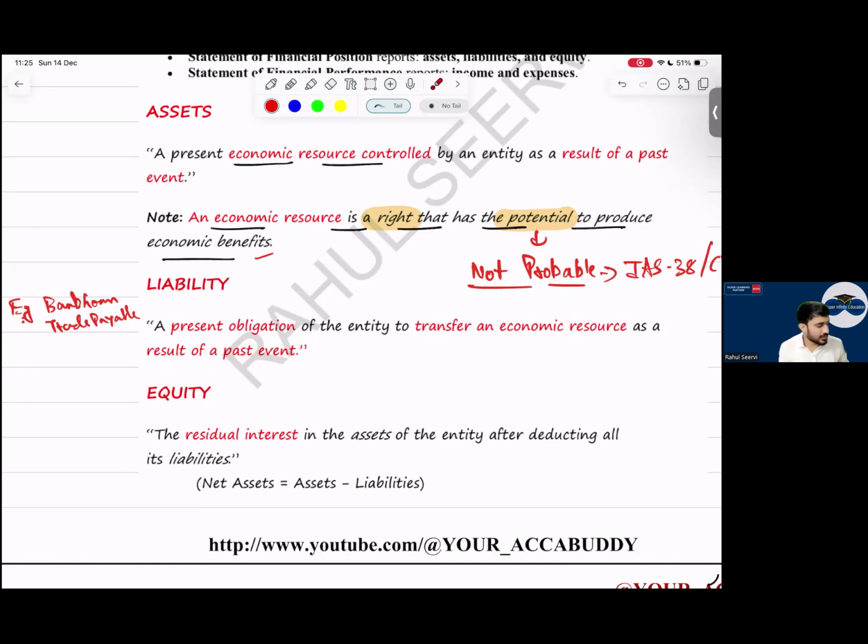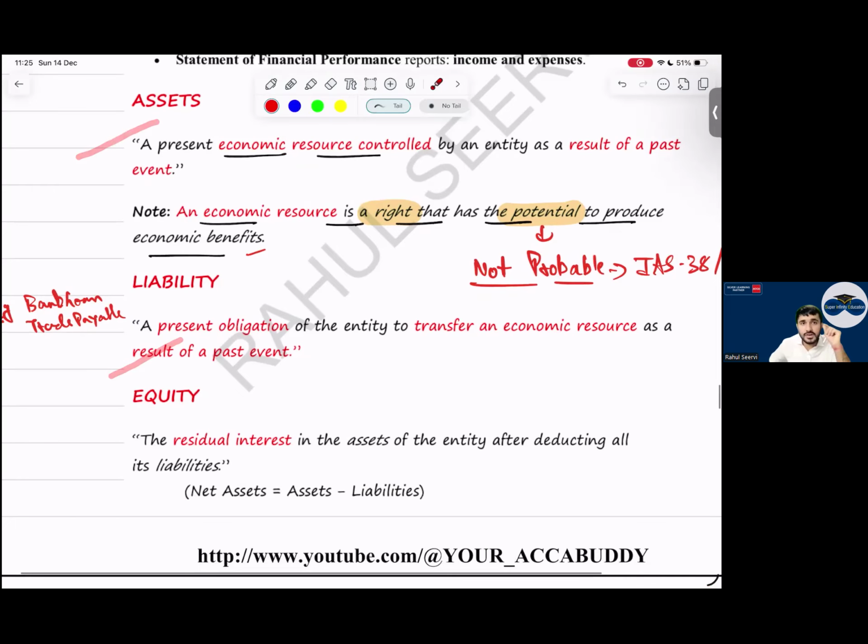What is the past event here, everyone? What is the past event here? Transaction done in the past. What is the transaction which I have done in the past? I took a loan from the bank. That is the past event. The loan contract taken. Yes, loan taken is the past event. I hope there are no doubts in liability, no doubts in asset. Only many students will get confused.